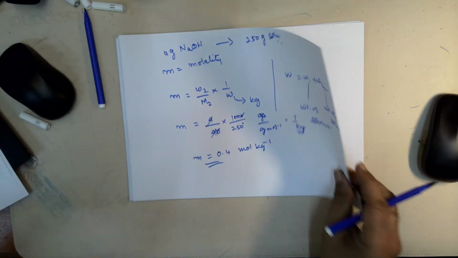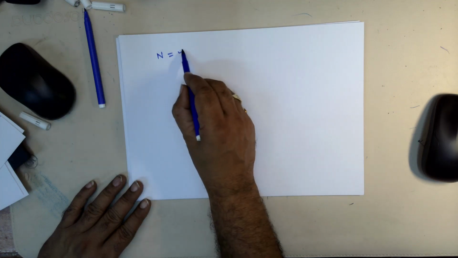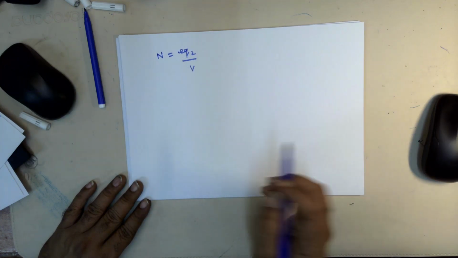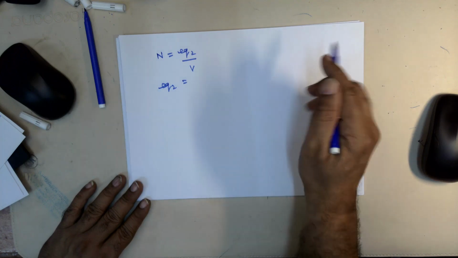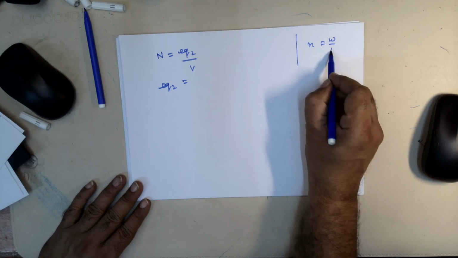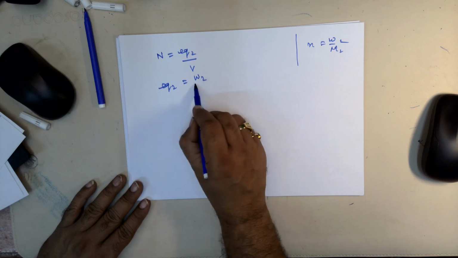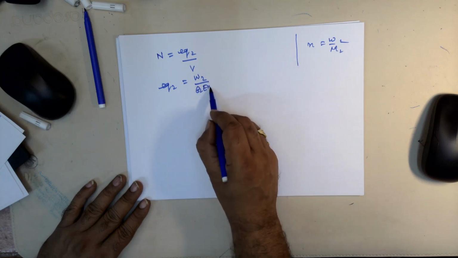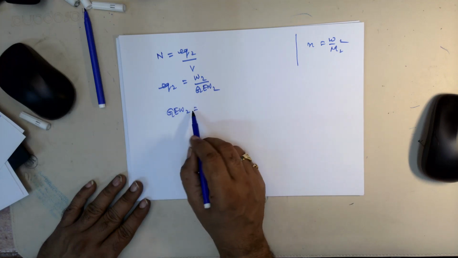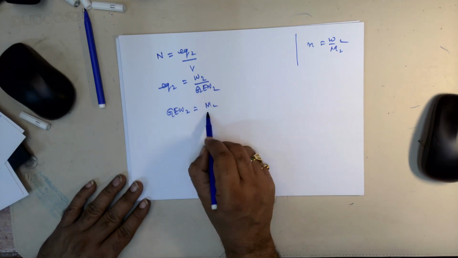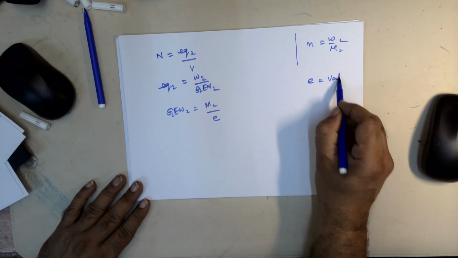Let us have this discussion. Normality is nothing but the equivalent of the solute divided by the volume of the solution. Equivalent of the solute is just like in the case of n equal to weight by molecular weight. Similarly, here you have weight divided by, instead of molecular weight, the gram equivalent weight of the solute. And what is gram equivalent weight of the solute? It is nothing but the molar mass of the solute divided by the valency factor. E is called the valency factor.